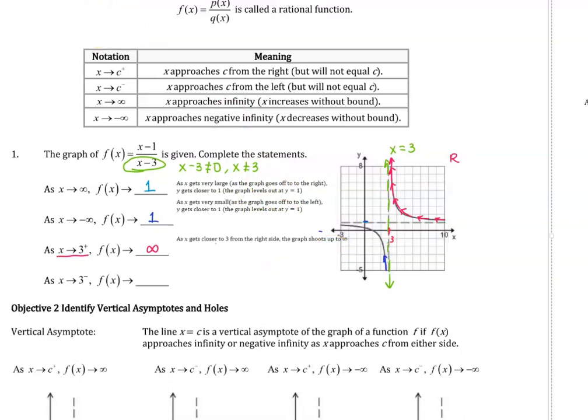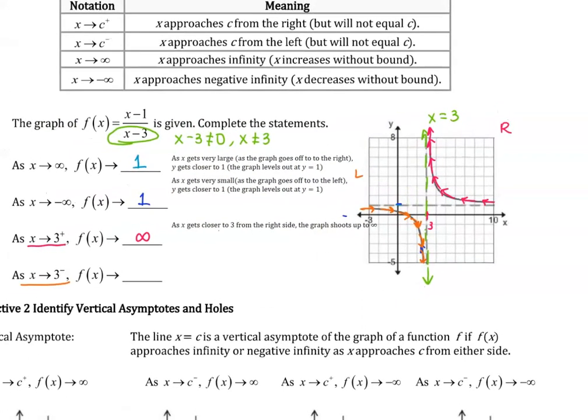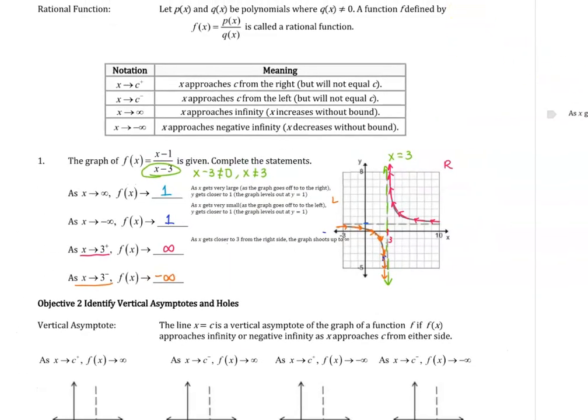Similarly, let's look at what's happening as x approaches 3 from the left side. I'm going to get on the left side of the graph, and now I'm going to again approach 3. On the graph, I'm moving closer and closer to the x value of 3. We can see that the graph is shooting down to negative infinity. You can see these orange arrows that point down as we approach 3 from the left.